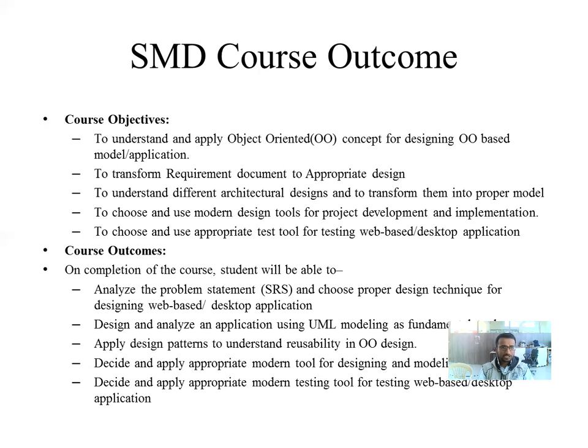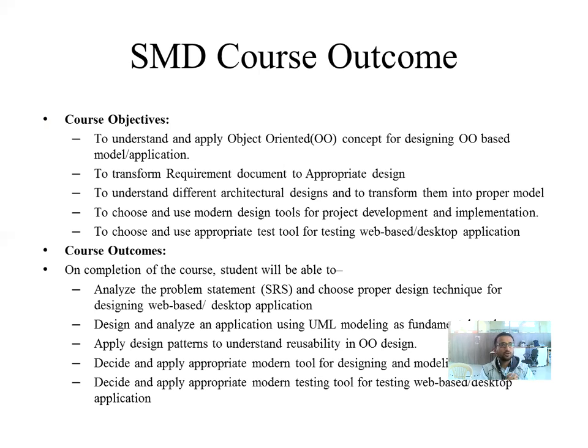Then we have the course outcomes. What are these course outcomes? After the course completion, students are going to be able to do the following things, right? What is the first course outcome? The first course outcome is to analyze the problem statements, right? With the help of problem statements, we are going to write the software requirement specification document. That software requirement specification document can be analyzed and we can choose a proper design technique for designing web-based as well as desktop applications, right?